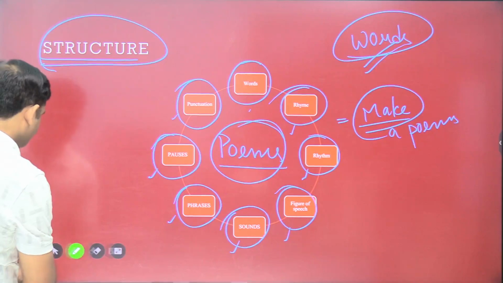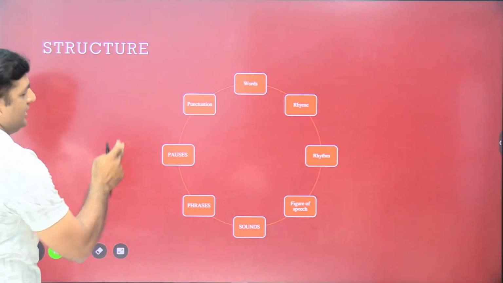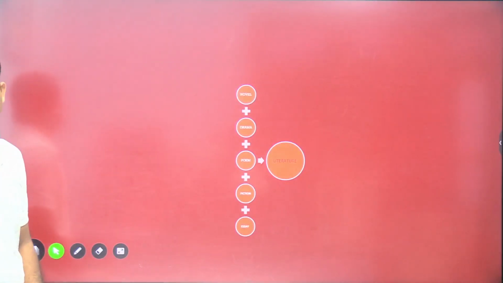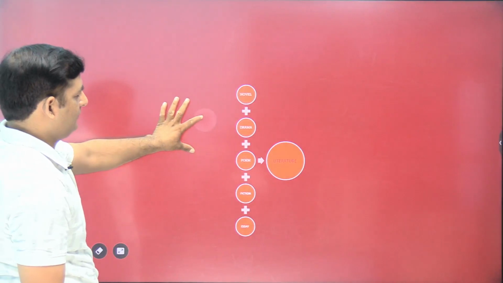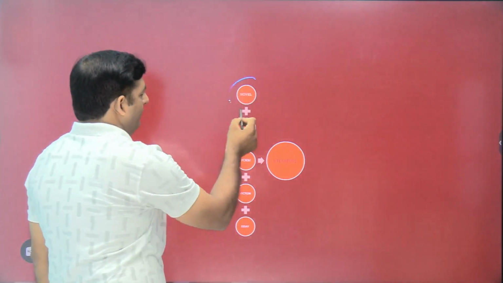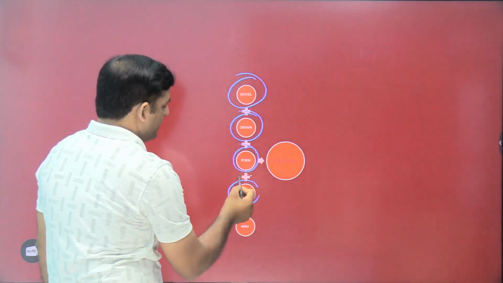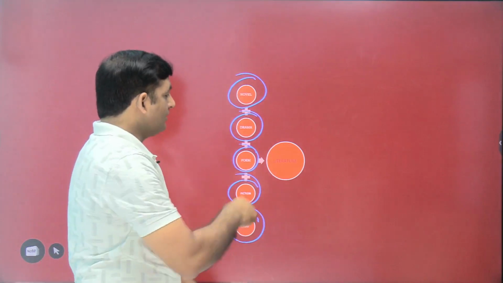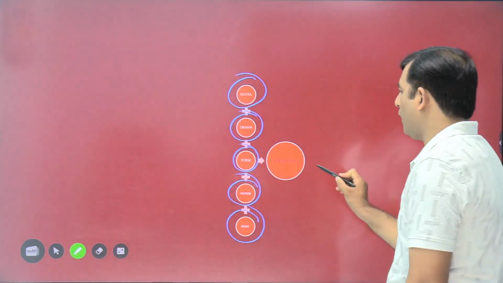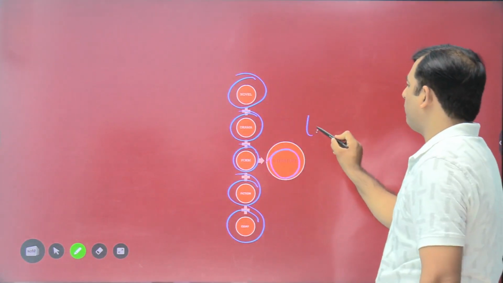Once again, I come to another point. These are the parts of a poem, elements of a poem. Here is another picture: novel, drama, poem, fiction, and essay. These are the different forms, the different genres of literature.